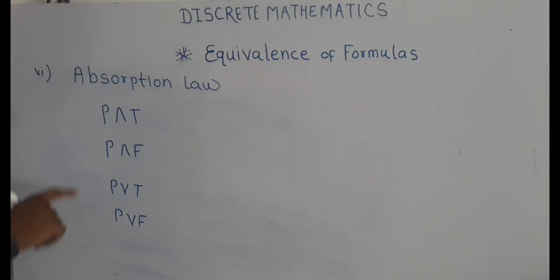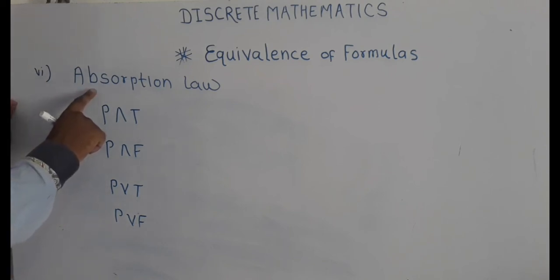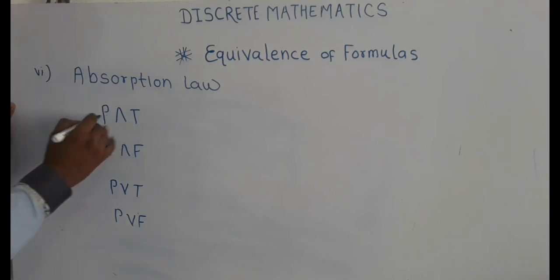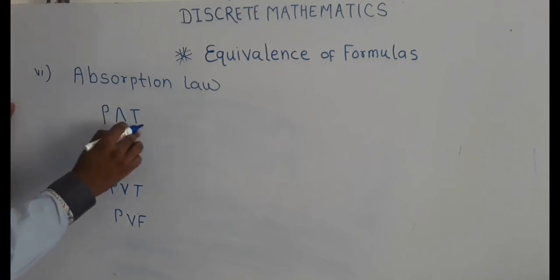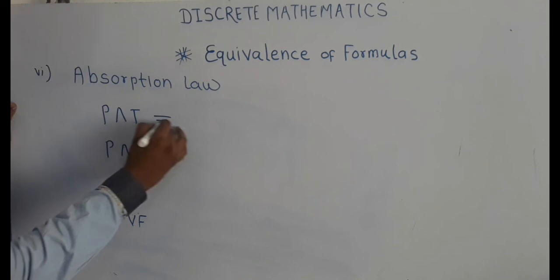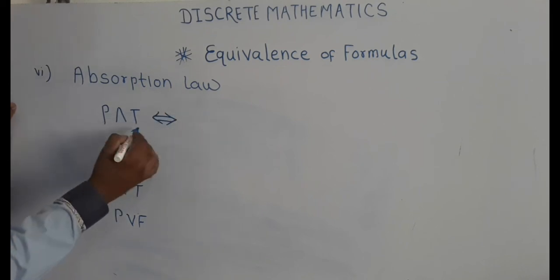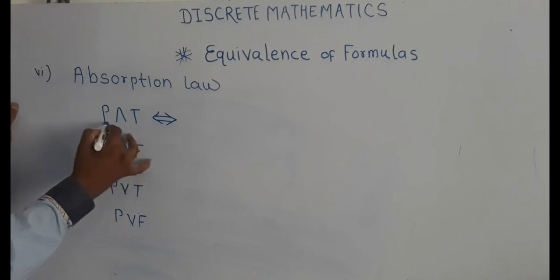Now we'll discuss the next law. This is the absorption law, which absorbs the variable. Suppose we have the term P and T. Now we'll find out what it is logically equal to. In P and T, T is a constant and P is a variable.